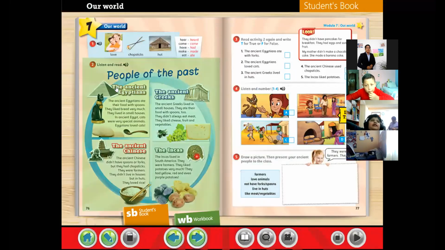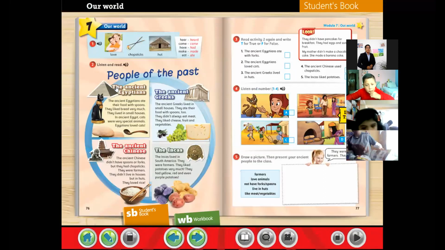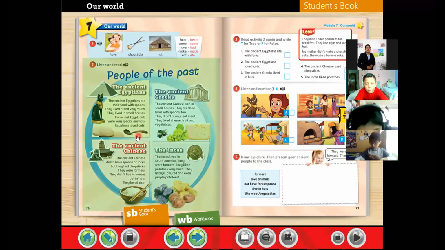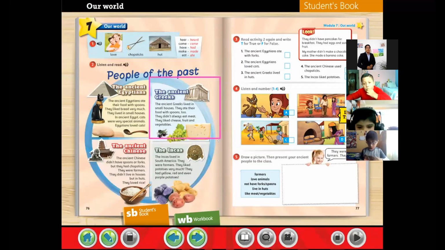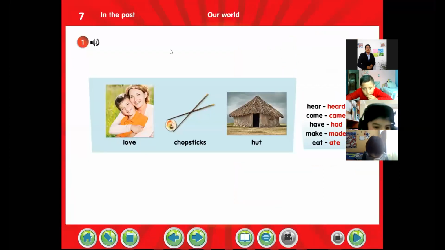We are going to learn about more ancient civilizations. In the video, we saw about Greece, the Greeks, no? The Greeks. We are going to see about other civilizations too. Okay? Please open your books. Page 76. Listen and repeat. We need to know this vocabulary. Listen and repeat, please.